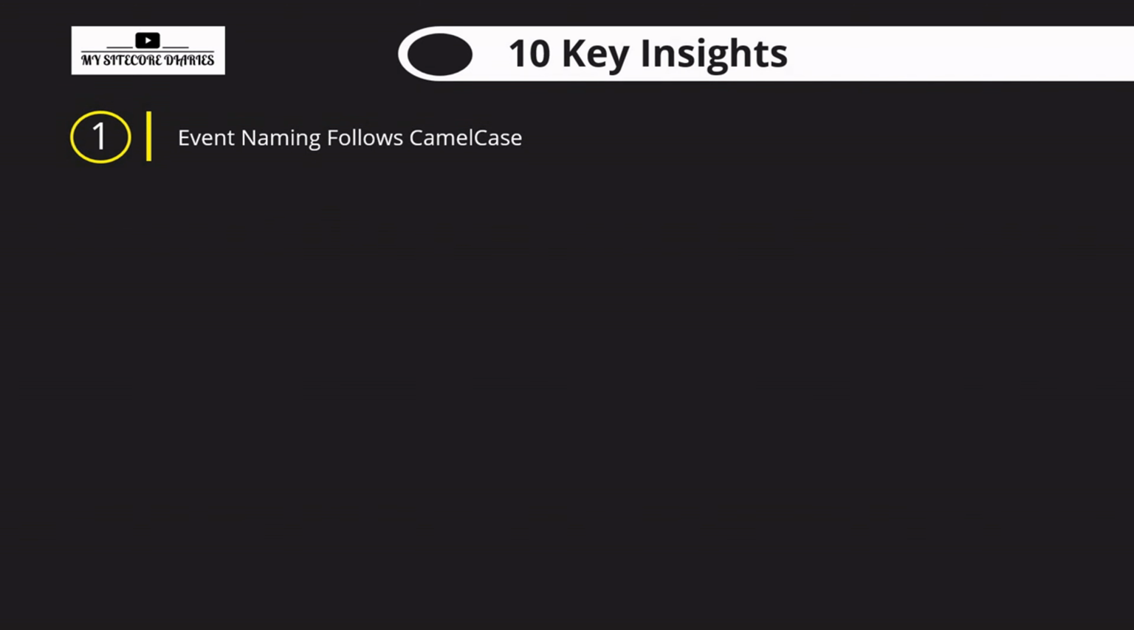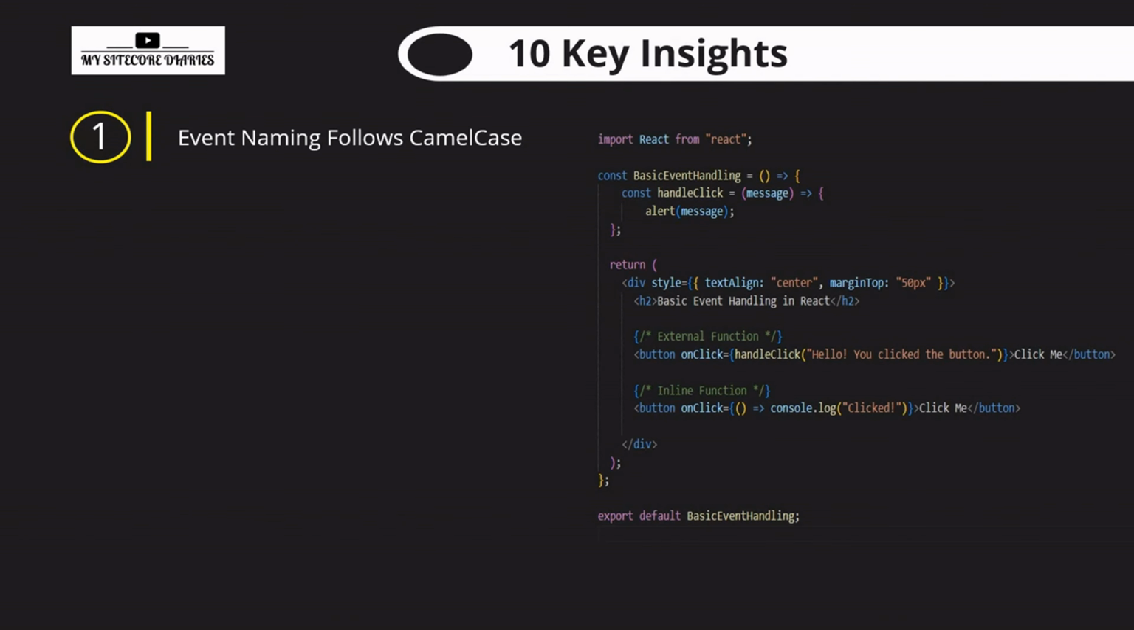The first is event naming follows camelCase. In React, event handler names follow the camelCase convention. For example, instead of writing onclick in lowercase, which we do in plain HTML, we write onClick with an uppercase. You see here, onClick, C is a capital. So that's how we write events in React. This applies to all the event names such as onMouseOver or onKeyDown. Wherever we are using it, we should be doing it with camelCase.